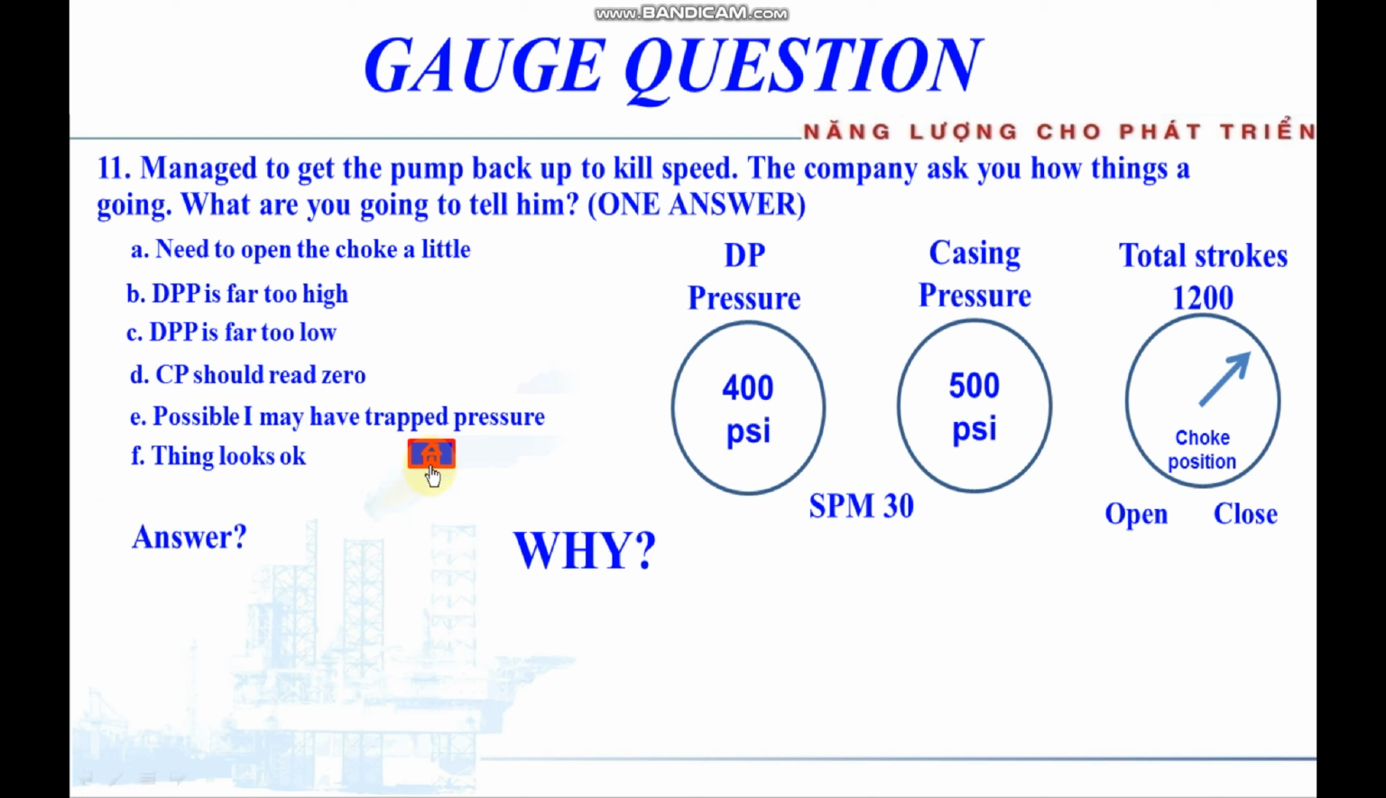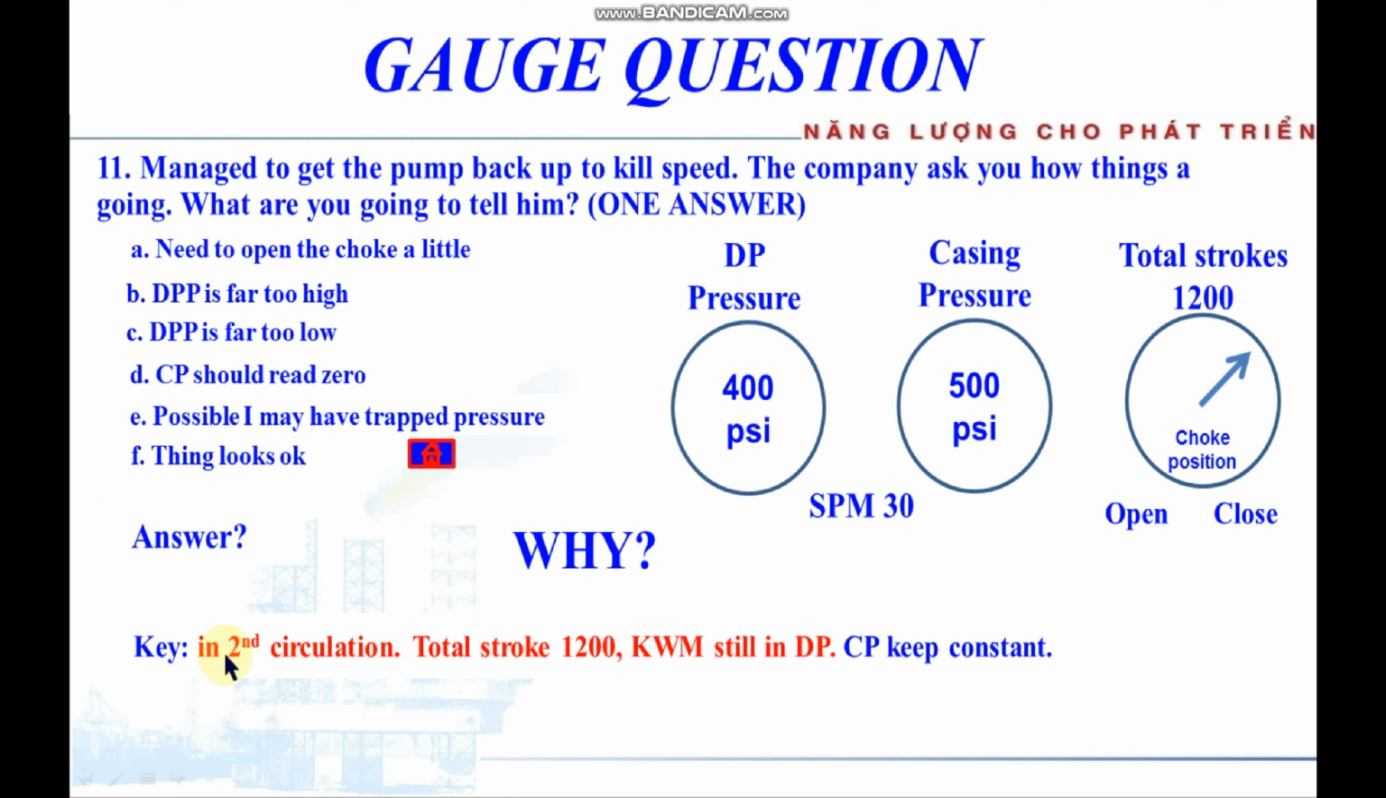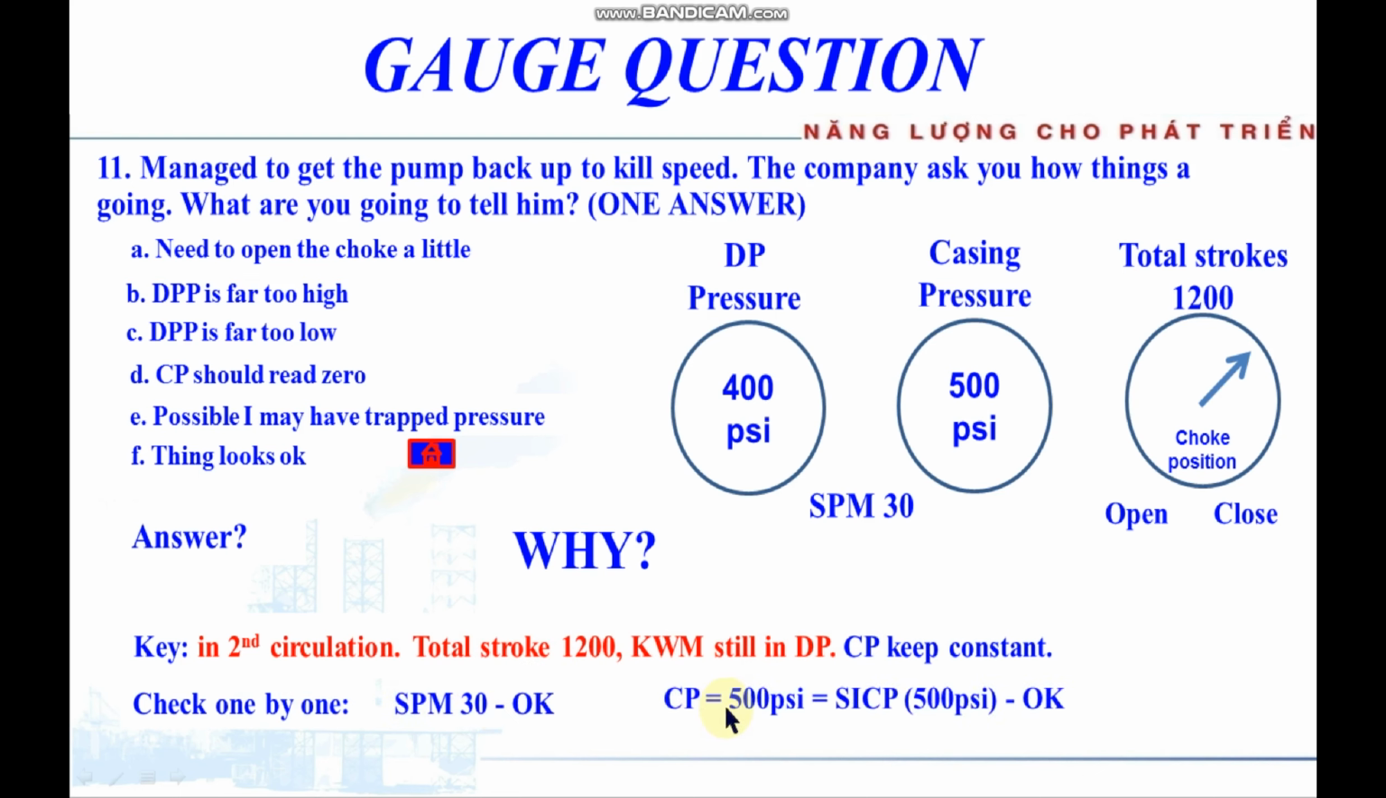Why? Now the situation is 7 seconds. Total stroke 1200. If Dubai is constant, check one by one. SPM 30, that's okay. Casing pressure, planned is similar. Casing pressure, that's okay. Dubai pressure 400.